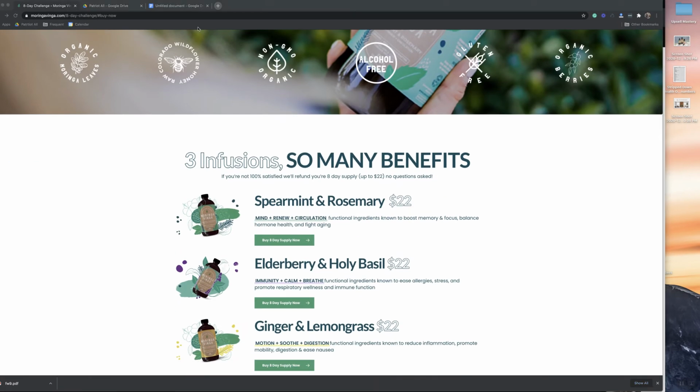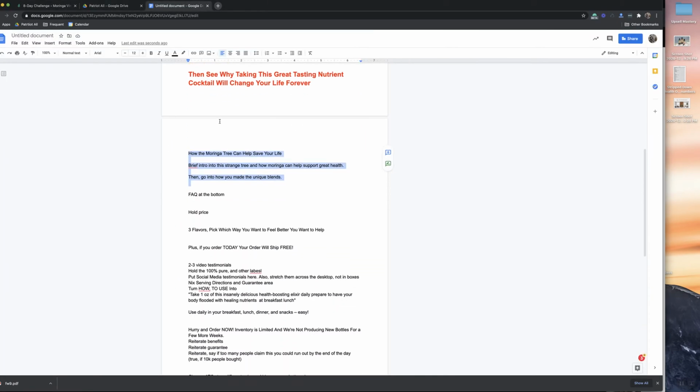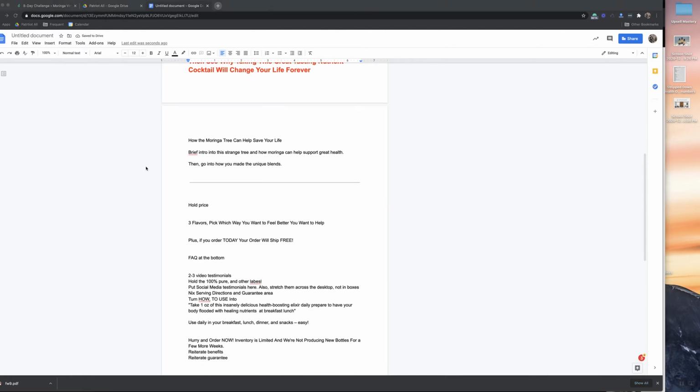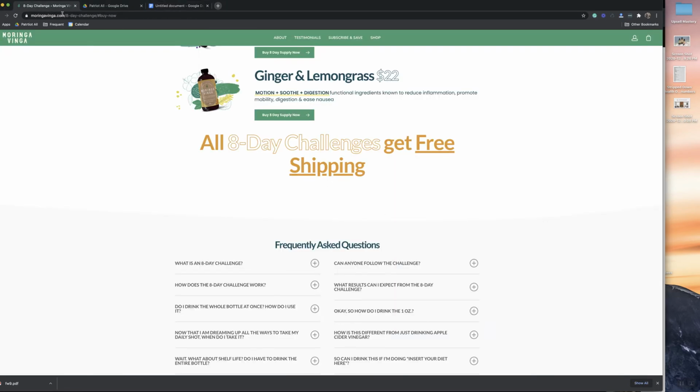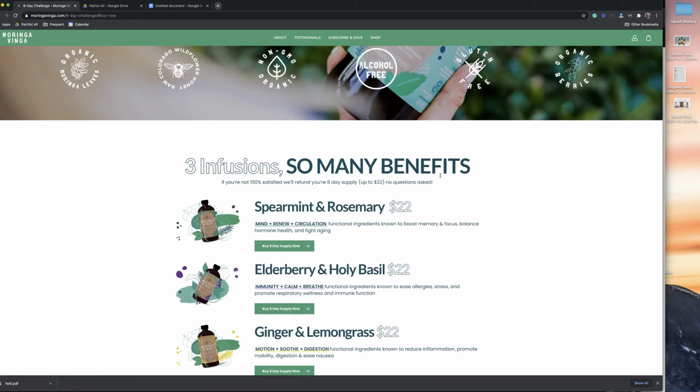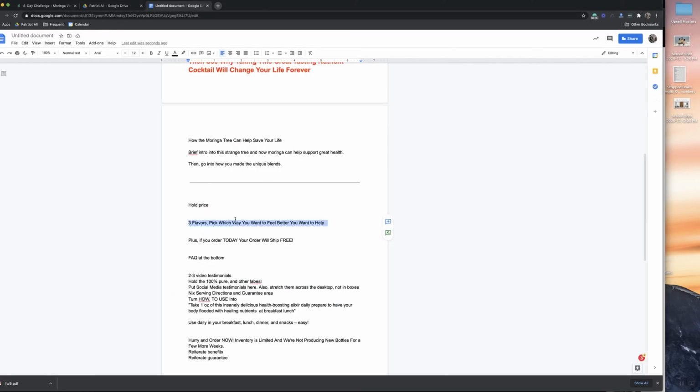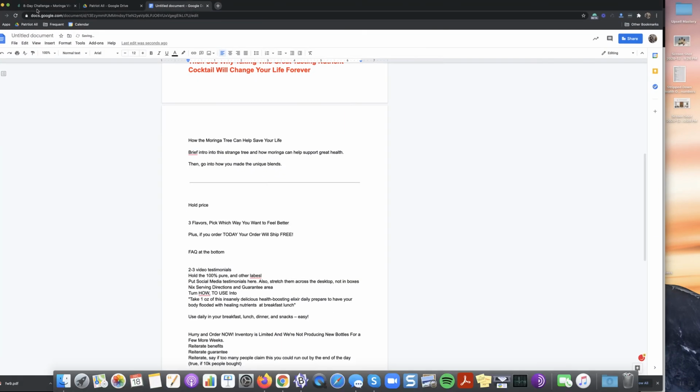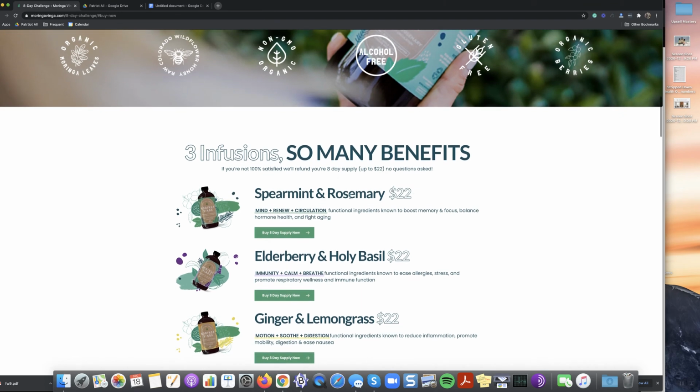And so here where it says 3 infusions, what I would then say is, hold on, this needs to go. Where am I? I'm just making notes, this is not exact. So first off down here, I would choose this as a headline or a subhead, as opposed to 3 infusions: so many benefits. And then this right here, because this doesn't, again, tell them what's going to happen. So you say 3 flavors, pick which way you want to feel better. That's what you're going to do. And then, of course, these do the job of telling them what's going on.